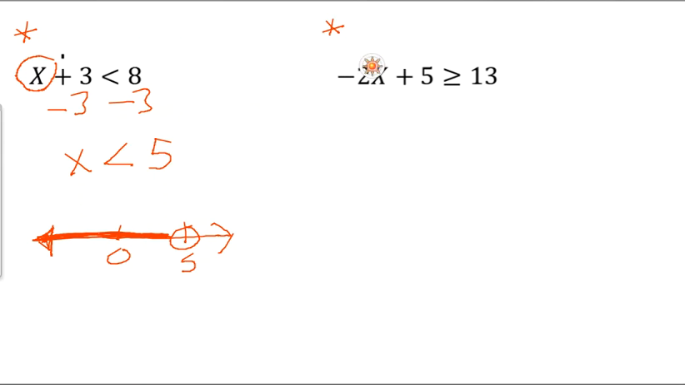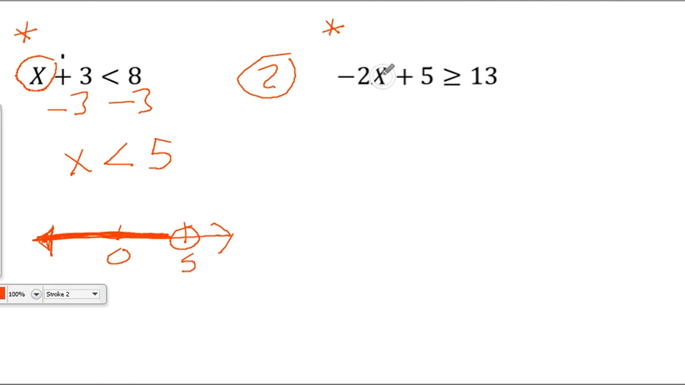So remember, this is just like solving equations, except if you multiply or divide by a negative as your last step, you have to flip the inequality symbol. And I'm going to show you how that works on this example right here. We'll call this example number 2.